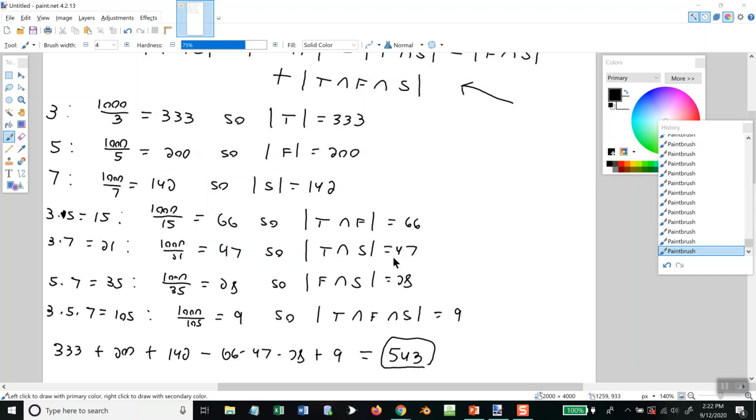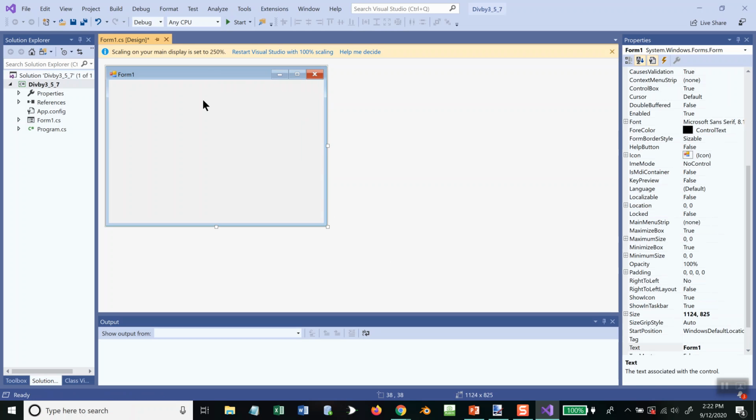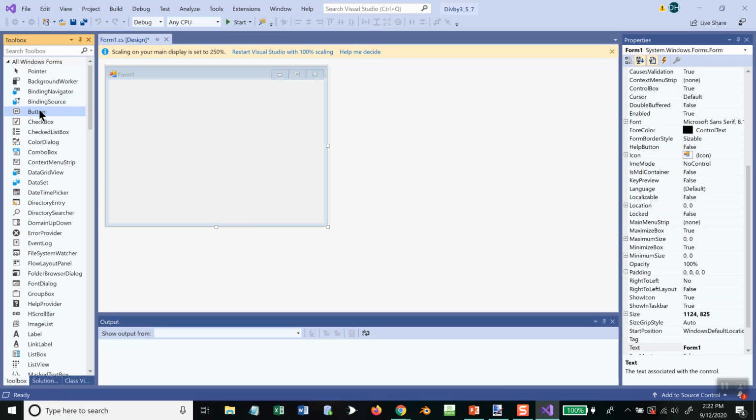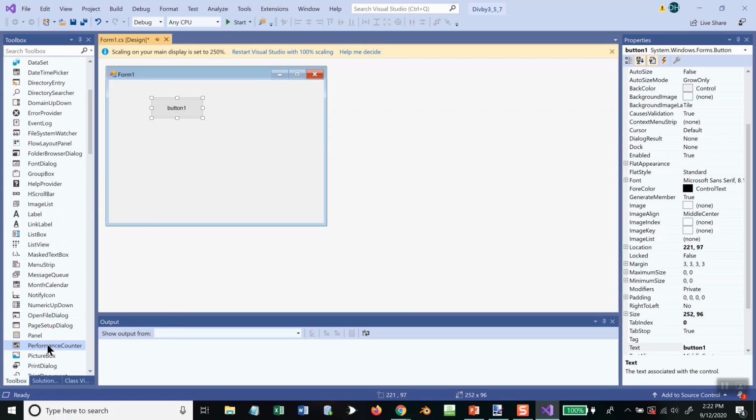Okay. Nothing too exciting on here. I'm just going to have a button and then my answer. So I go to Toolbox here. I'll drop on a button, and I'll drop on a text box. I won't put much effort into making this look good or anything.